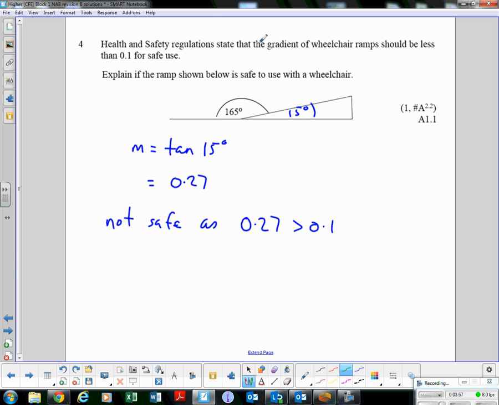Health and safety regulations say that the gradient of wheelchair ramps should be less than 0.1 for safe use. So do tan 165, or I know this angle is going to be 15 degrees, so I've just found the tan of 15 degrees, which is 0.27. Remember, m equals tan theta, so the gradient of that line is 0.27, which is too high for safe use. If it's any higher than 0.1, it is not safe. Make the statement. You must make the statement. That's what this little hashtag mark here is for, making the statement, interpreting your answer in the context of the question.